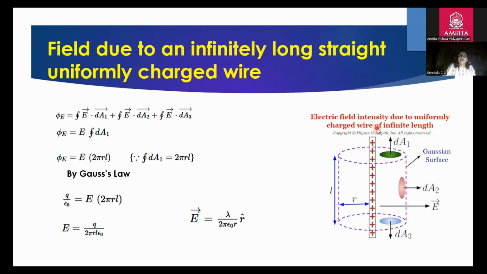This is an infinitely long line of charge with linear charge density lambda, so the total charge enclosed by this Gaussian surface will be lambda into L. Instead of Q, you can write lambda into L, so this L and this L cancel. You will get E equal to 1 by 2 pi epsilon 0 into lambda by R, and the direction will be the direction of R, so it is written as R cap. R cap is the unit vector along R, that is, out of the curved surface. Is it clear?